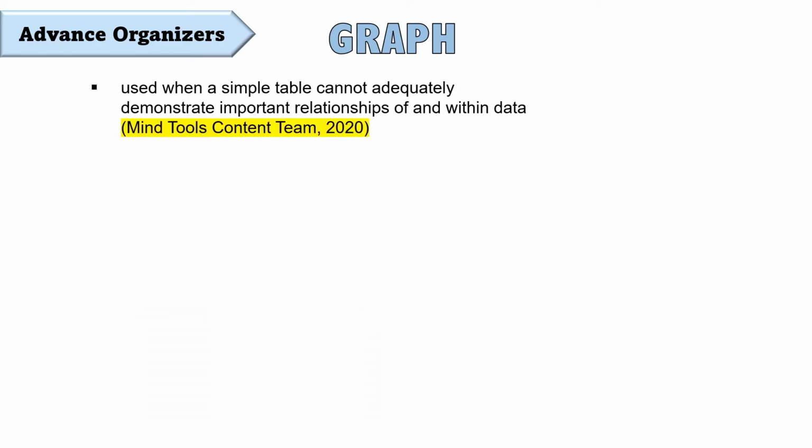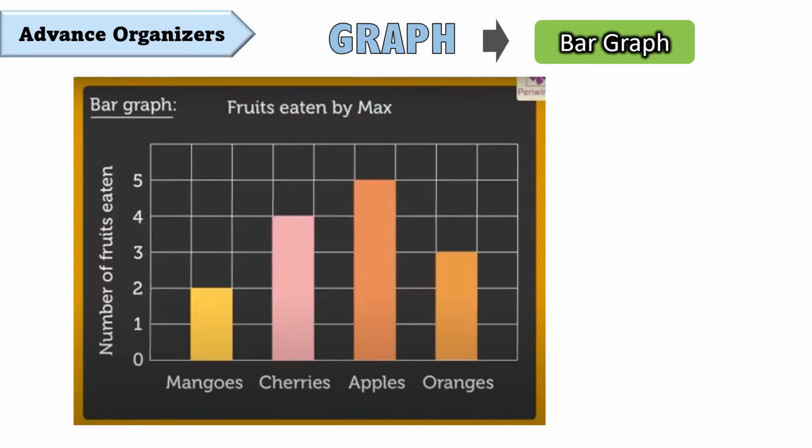Let's proceed to graph. Graph is used when a simple table cannot adequately demonstrate important relationships of and within data. Here are some classifications of graph. Bar graph uses either vertical or horizontal bars to show the data it represents. The height of the bar indicates the value it represents. The longer the bar, the higher the value it represents. The shorter the bar, the lower the value it represents.